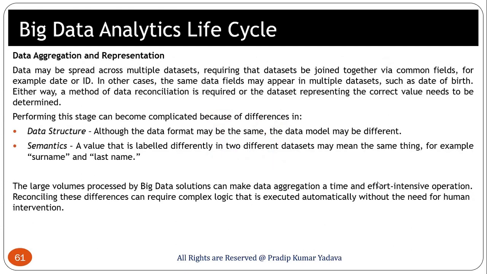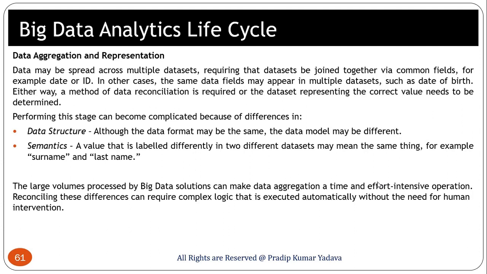Now talking about data aggregation and representation. Data may be spread across multiple data sets, requiring that the data sets be joined together by a common field, for example date or ID. So basically, suppose you have two or three data sets. When you are going to prepare results, you have to combine all the data, and the data can be combined through a common field.